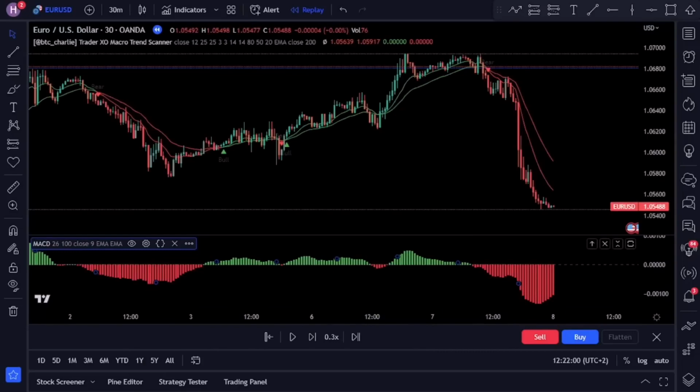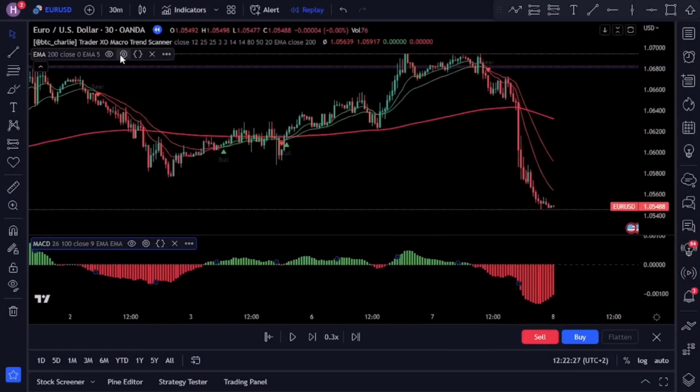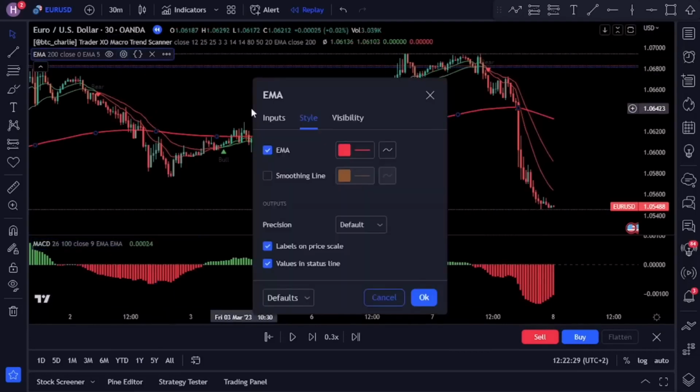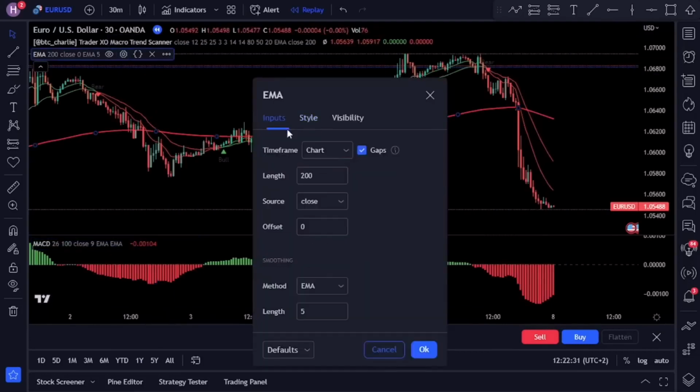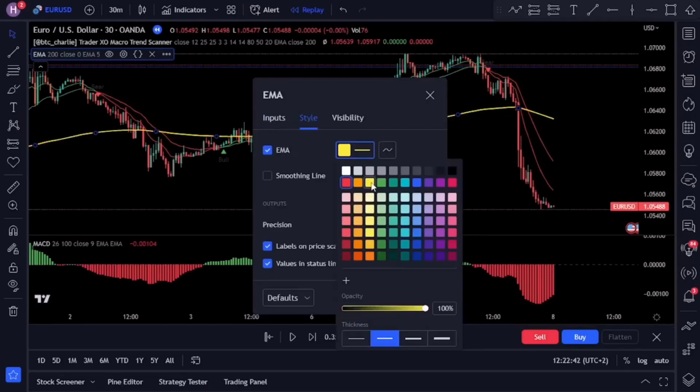The last part of the strategy is aligning ourselves with the overall trend and momentum in the market. To do this, we are going to add a baseline to our charts. Go to the Indicators tab, search MA, and add the moving average exponential indicator to the chart. In the settings under the Inputs tab, I'll change the length from 9 to 200. And under Style, I'm going to change the moving average line's color to yellow.